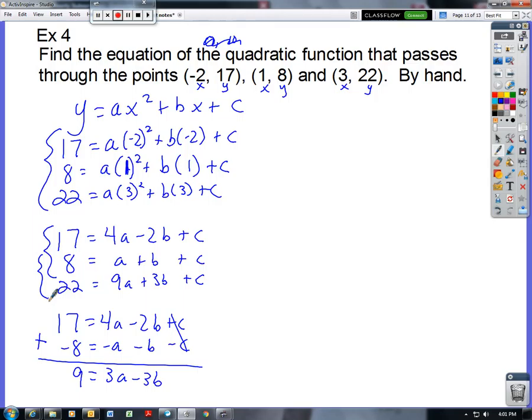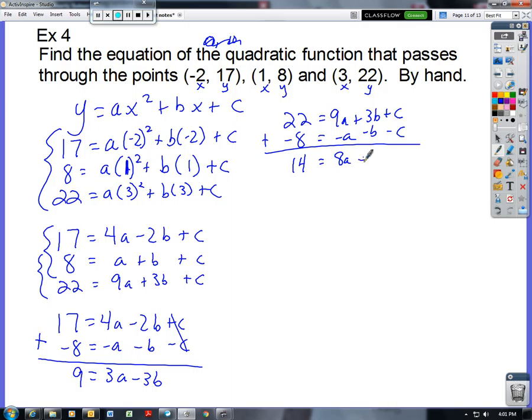So this time, I like to have these down on bottom for whatever reason. So I'm going to put my 22 equals 9a plus 3b plus c on top. Then I'm going to negate this middle one again and put it down below, just because I like to put those down there. They're easier to subtract that way. And then we're going to add them. 22 minus 8 is 14.